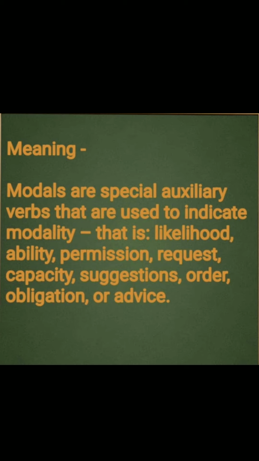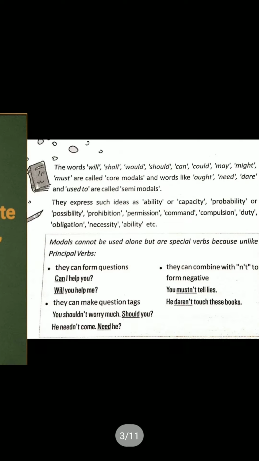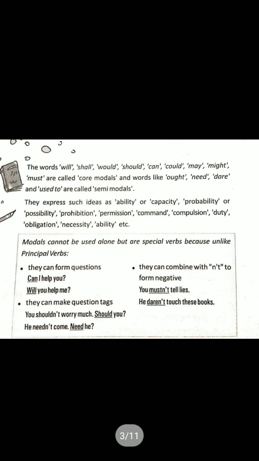Modals are basically special auxiliary verbs that are used to indicate modality, that is, likelihood, ability, permission, request, capacity, suggestions, order, obligation, or advice. These are the verbs that indicate the mode or manner of action denoted by the principal verb. Such verbs are called modals. You can see the words will, shall, would, should, can, could, may, might, must.